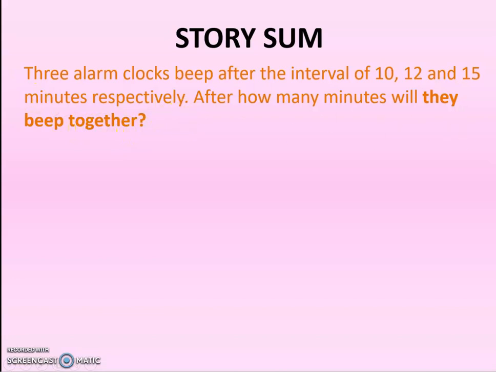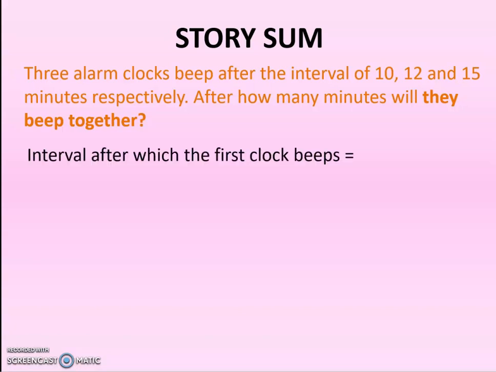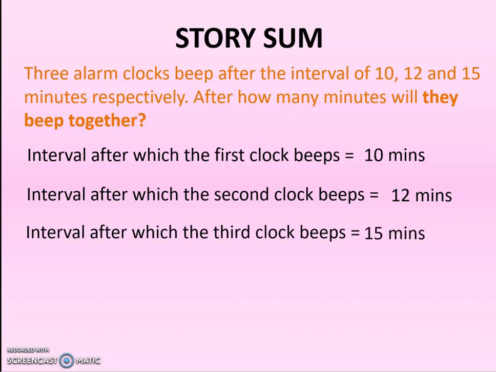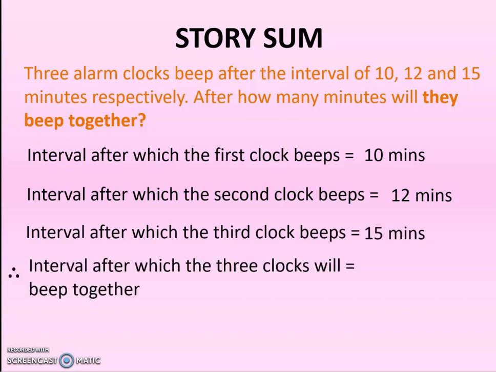So can you see again, we are talking about something meeting together. When will they beep together? So let's write the statements. Interval after which the first clock beeps, 10 minutes. Interval after which the second clock beeps, 12 minutes. Interval after which the third clock beeps, 15 minutes. So therefore, the interval after which the 3 clocks will beep together is the LCM of 10, 12 and 15, because we are talking about something meeting together after some interval of time. That number should be completely divisible by 10, 12 and 15. So we have to find the LCM here.